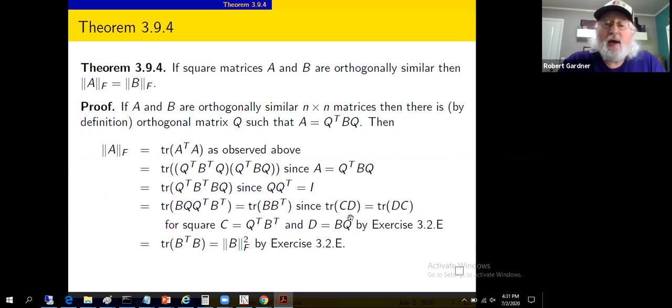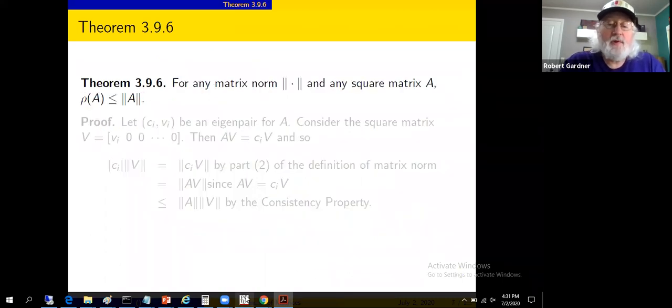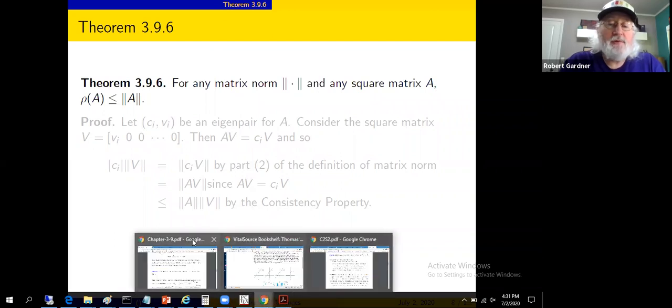The trace of a product is the trace of the product in the opposite order. So we can rewrite this trace of B transpose as the trace of B transpose B, applying that exercise again. And that's exactly what we had as a Frobenius norm. So we get the Frobenius norm of A equals the Frobenius norm of B. And let's return to the notes.